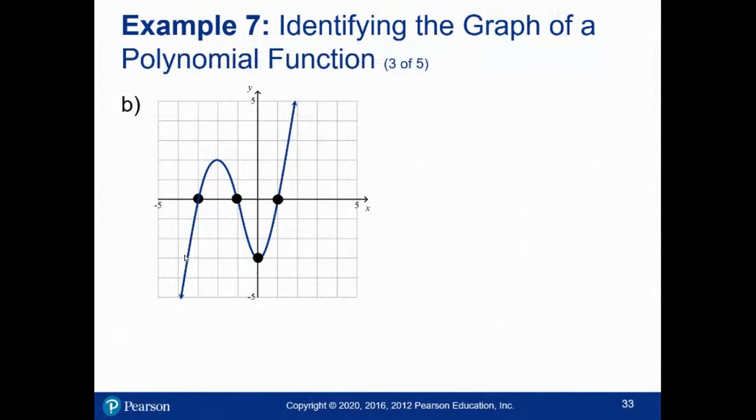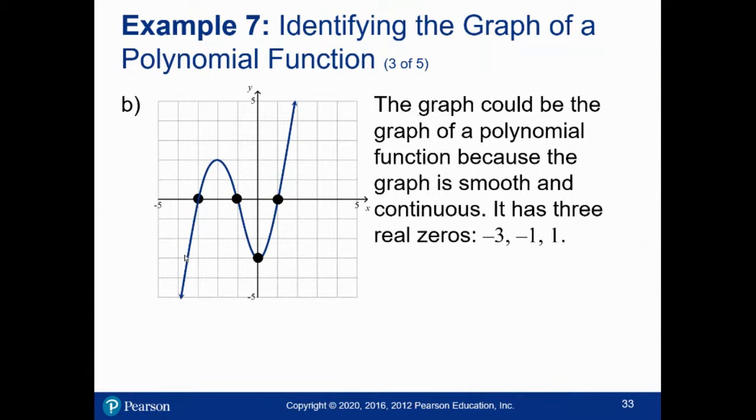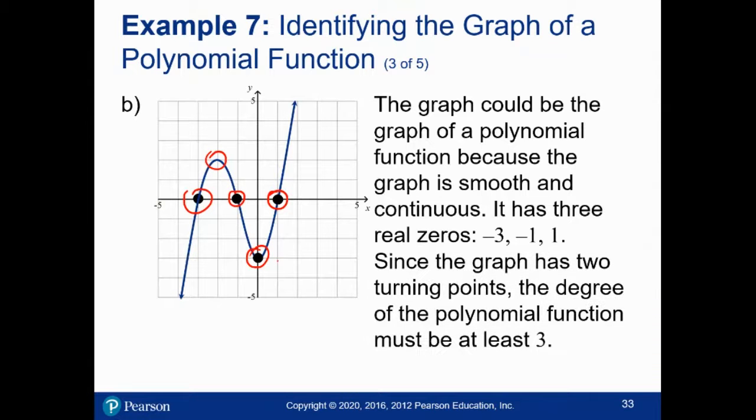How about this? Yes, this could be a polynomial. Notice it has 3 zeros. It also has 2 turning points. Because it has 2 turning points, the degree has to be at least one larger, at least 3. It could be bigger than that, but it's definitely at least 3. We actually can tell a little more. Well, we'll get to some extra stuff later. I don't want to get ahead of myself.